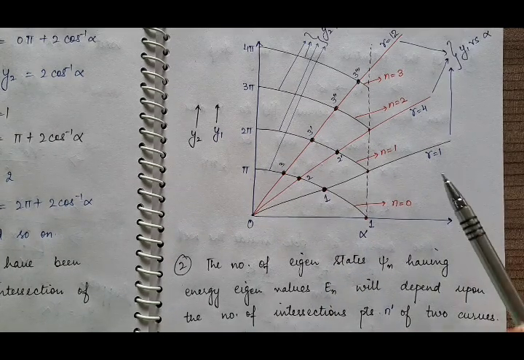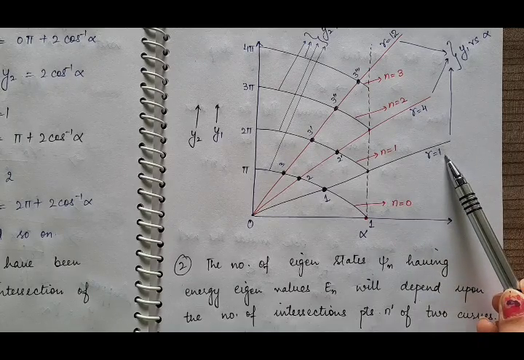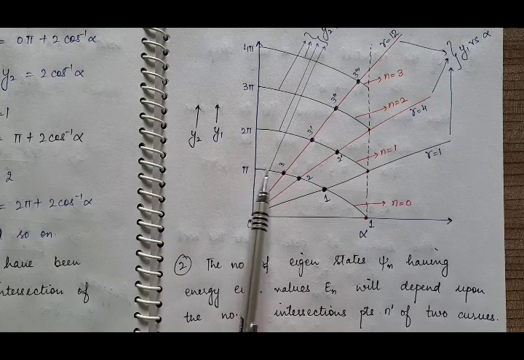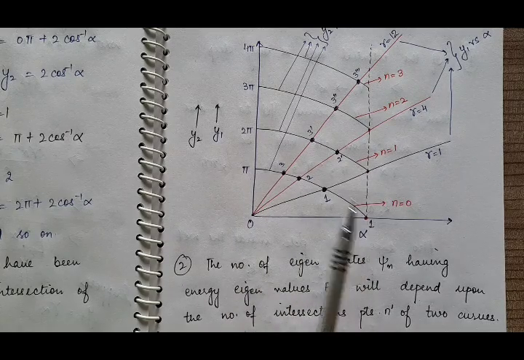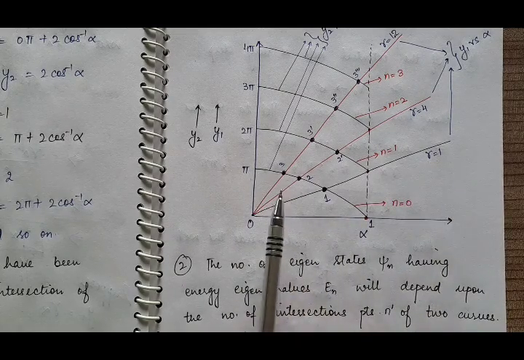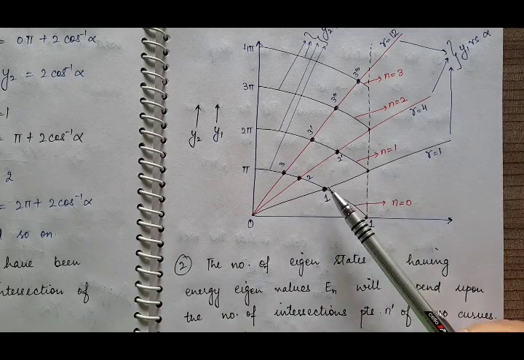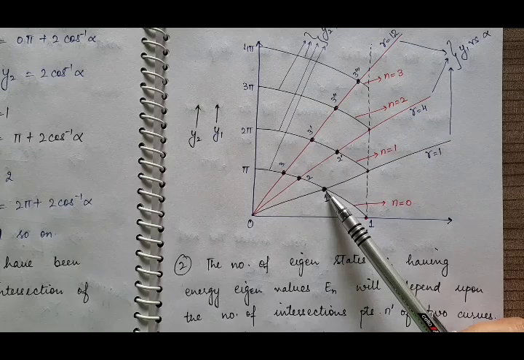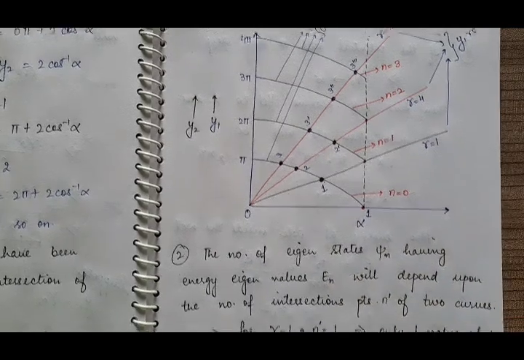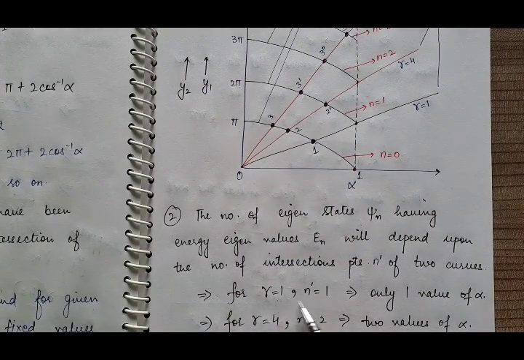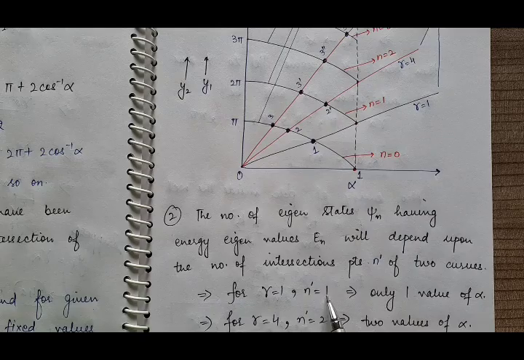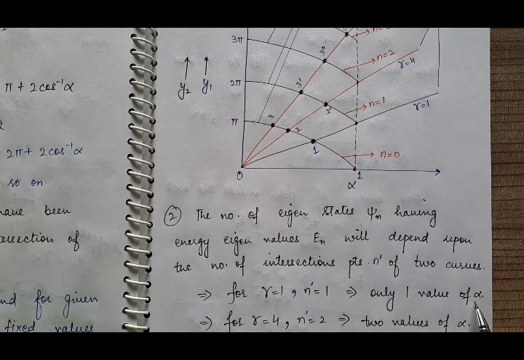So as you can see, for gamma is equal to 1 and for this n is equal to 0. Gamma is equal to 1, n is equal to 0. There is only one intersection point, which is denoted by n dash. So n dash is 1. So corresponding to gamma is equal to 1, there is only one intersection point of the two curves, y1 versus alpha and y2 versus alpha. So that is n dash is 1, that is only one value of alpha.